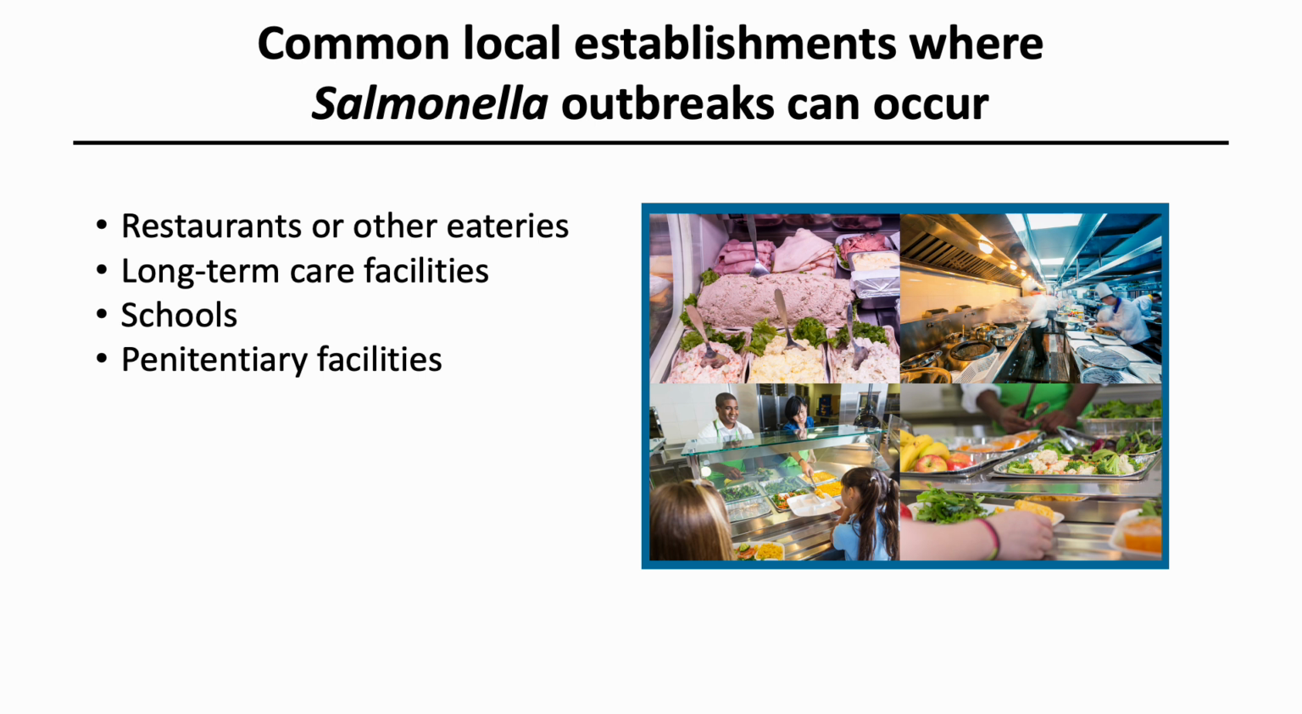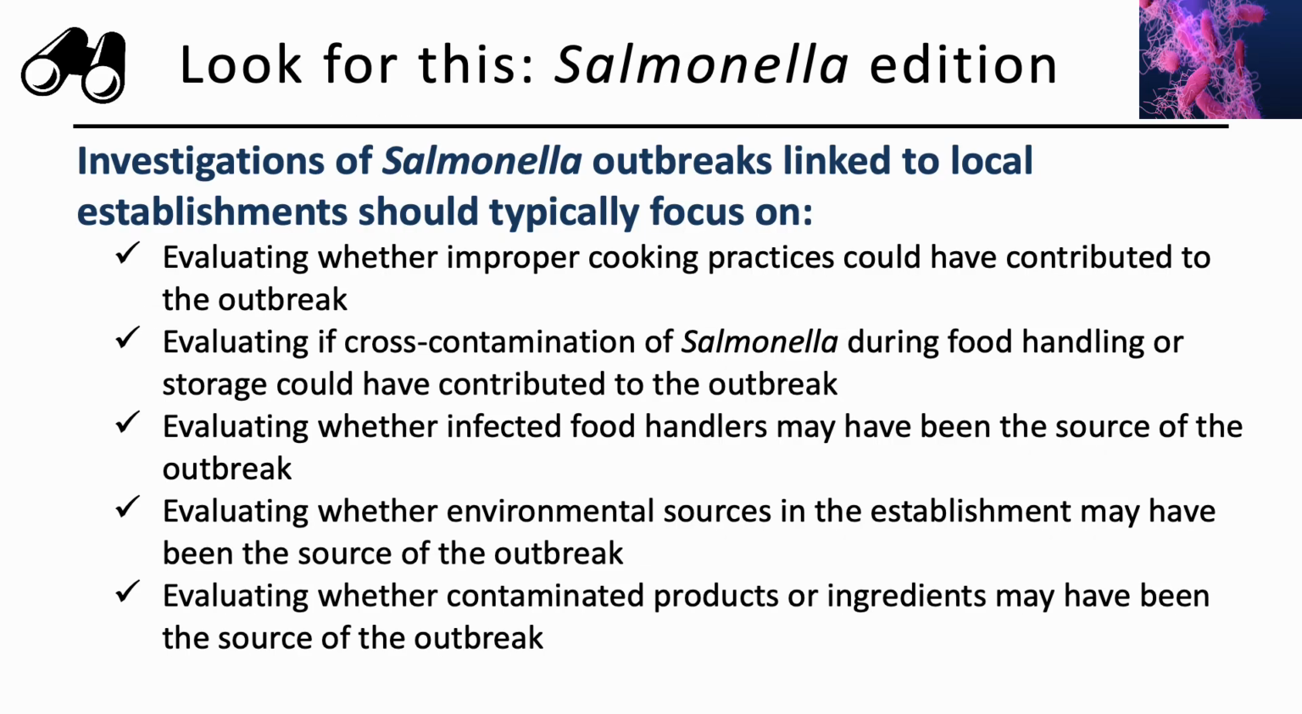Common local establishments where Salmonella outbreaks can occur include restaurants and other eateries, long-term care facilities, schools, and penitentiary facilities, just to name a few. When investigating Salmonella outbreaks linked to local establishments, there are a variety of areas where environmental health investigators may need to focus their investigation efforts.